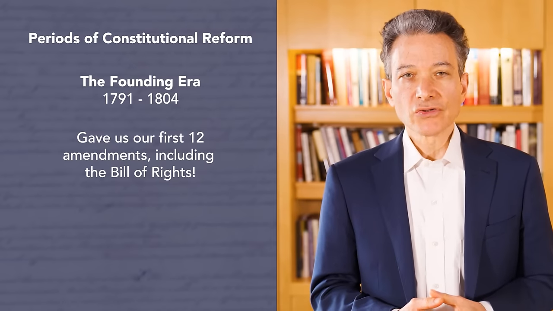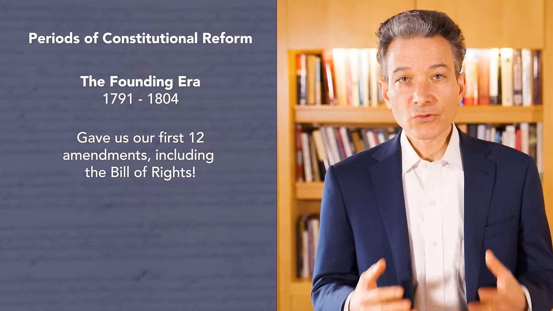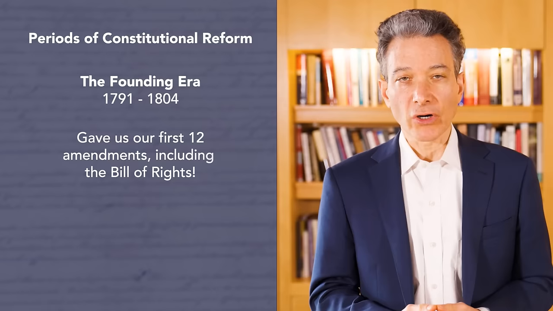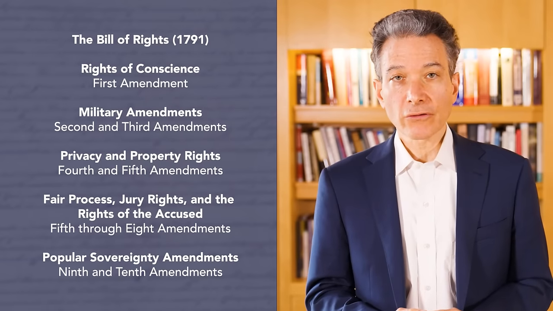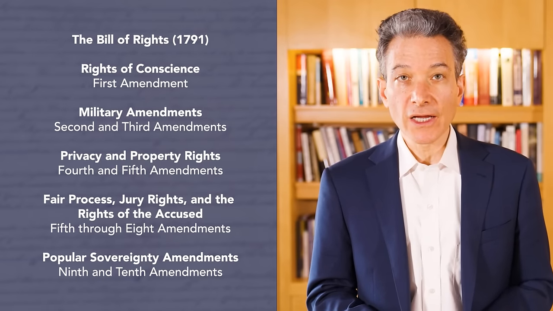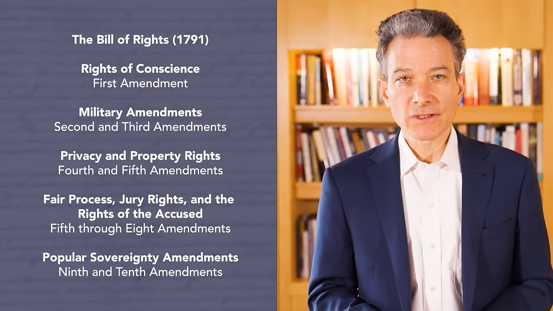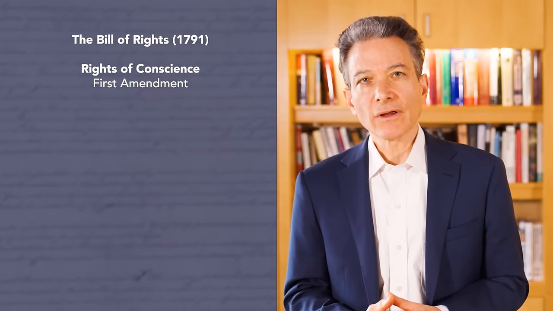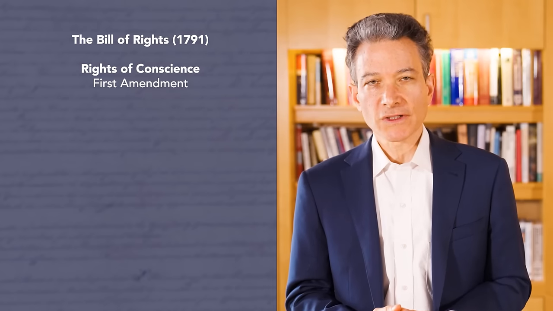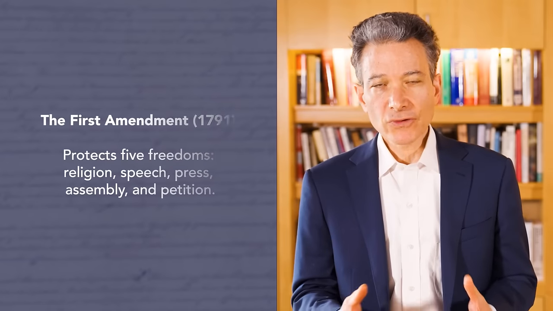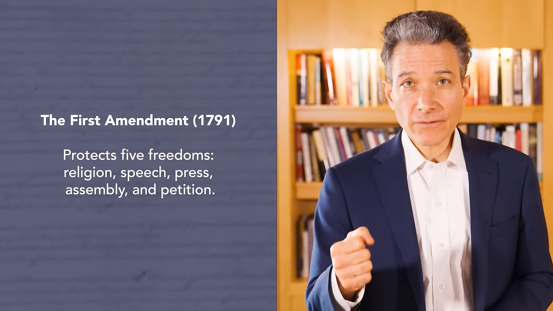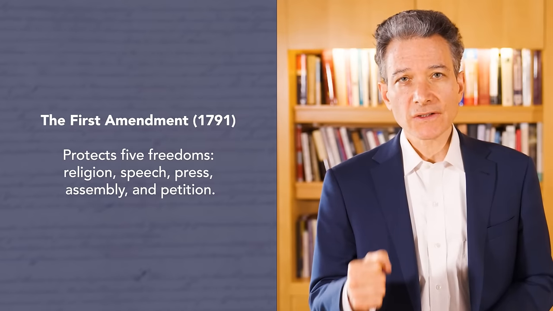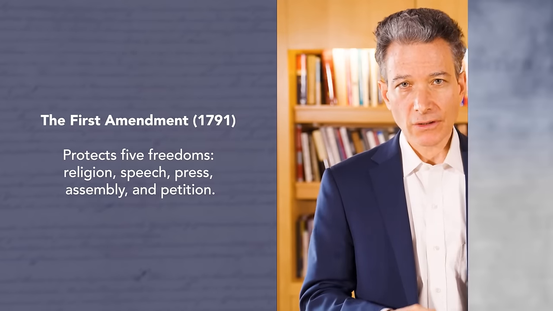The founding generation added 12 amendments in less than two decades, and 10 of them, known as the Bill of Rights, were proposed by the first Congress in 1789 and ratified very soon after in 1791. The Bill of Rights begins with freedom of conscience, which is protected by the First Amendment. And the First Amendment protects five freedoms: religion, speech, press, assembly, and petition.